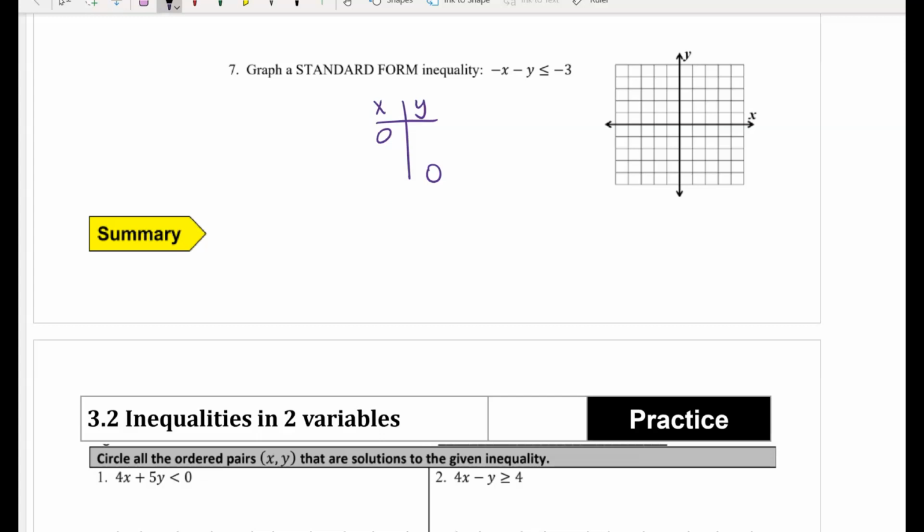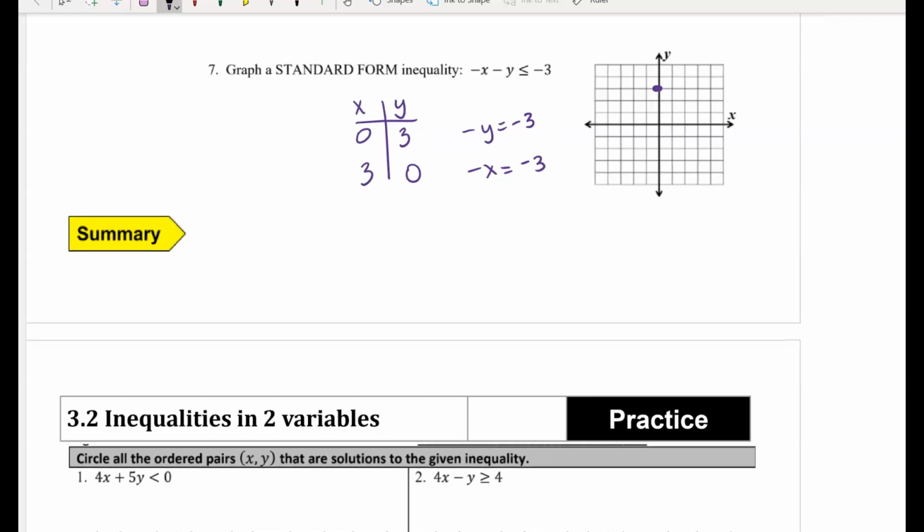If x is 0, then negative 0 is still 0, and I have negative y is equal to negative 3. If I divide both sides by negative 1, then I get a positive 3. If I go back to the inequality and I let y be 0, then I get negative x is equal to negative 3. If I divide both sides by negative 1, then I get x is equal to 3. Now I'll plot those intercepts, 0, 3 for the y-intercept and 3, 0 for the x-intercept. There's an equal on my inequality symbol, less than or equal to, so I want a solid line for this boundary.